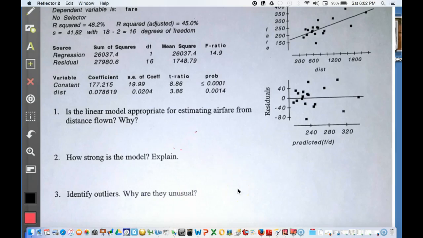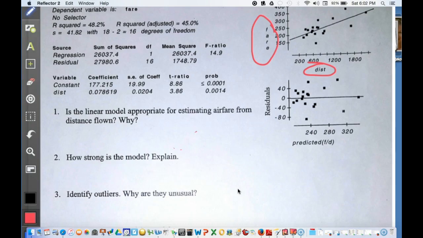Welcome to a brief demonstration of how to read computer printout. What I have here is some data which is actually kind of hidden because you don't have the actual data, but I have the printout of data that you've worked with. In fact, I believe you worked with this data yesterday. It's the data that showed distance a plane travels versus its fare. Well, as you can see right here on the x-axis we have distance and on the y we have fare.